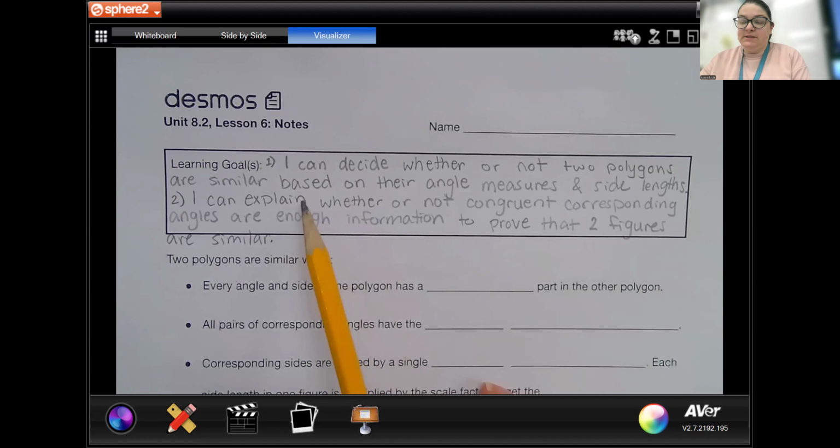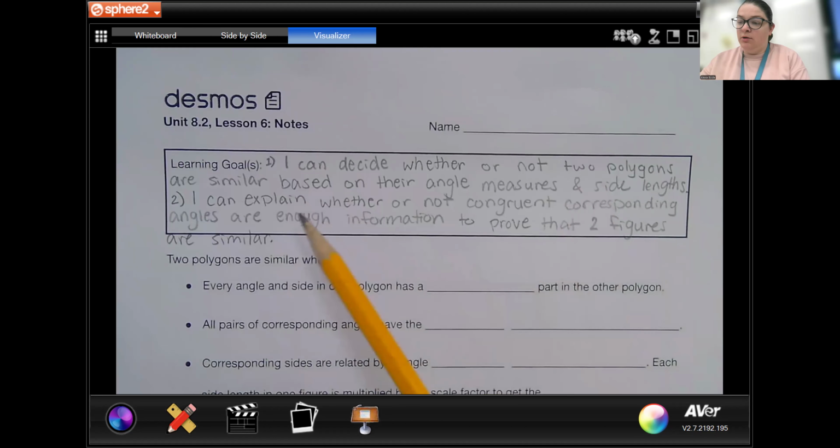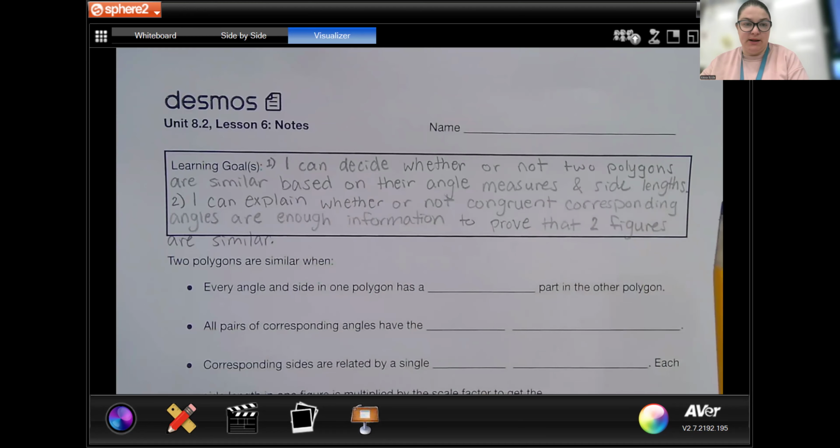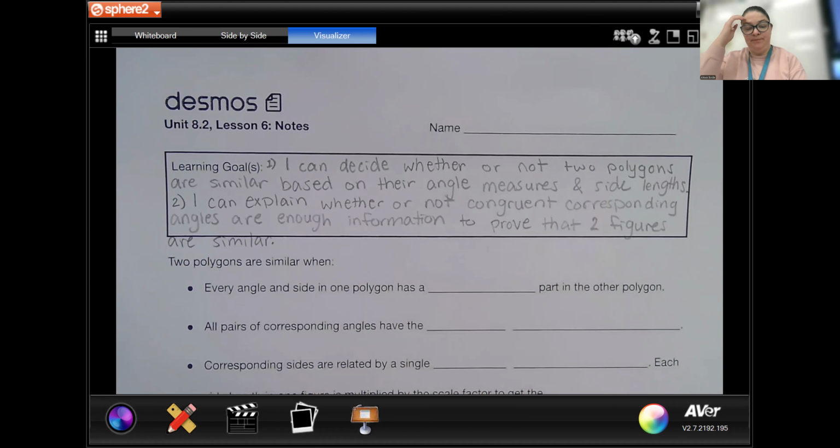So, our learning goals today, and go ahead and pause the video to write this down, are one, I can decide whether or not two polygons are similar based on their angle measures and side lengths. So if I gave you the side lengths and the angle measures for two polygons, you'll be able to tell me if they are similar or not. Two, I can explain whether or not congruent corresponding angles are enough information to prove that two figures are similar. So if I was to only give you the angles and not the side lengths, is that enough information to prove if they are similar or not?